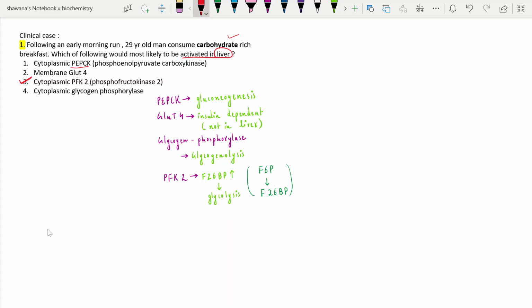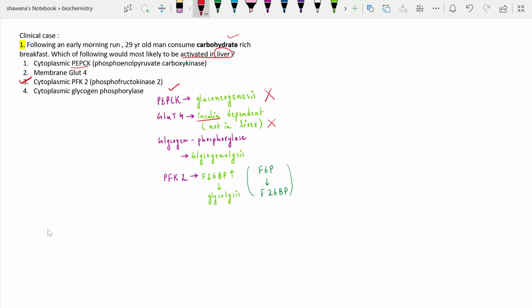Cytoplasmic PEPCK is involved in gluconeogenesis. Gluconeogenesis means that we are forming glucose from a non-carbohydrate source. After a carbohydrate-rich breakfast, do we need gluconeogenesis? No, we do not. Next is GLUT4. GLUT4 is insulin dependent, and it is not present in the liver. Insulin has influence indirectly, but GLUT4 is not present in the liver, so it is excluded. Glycogen phosphorylase is used in the process of glycogenolysis. Glycogenolysis means that we are breaking down the glycogen. Do we need it after a carbohydrate-rich meal? No, we do not need the breakdown of glycogen.